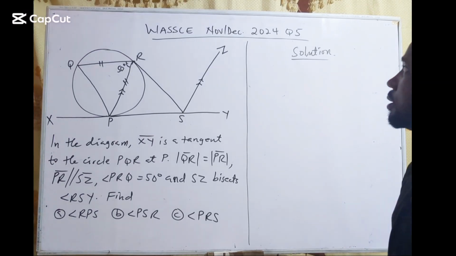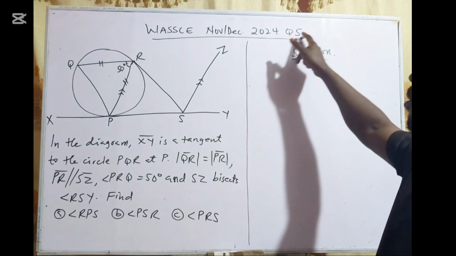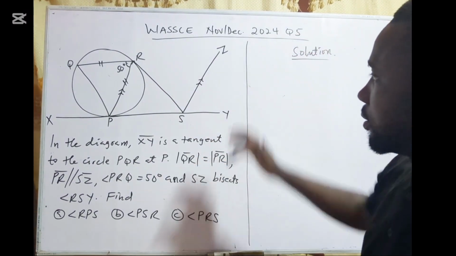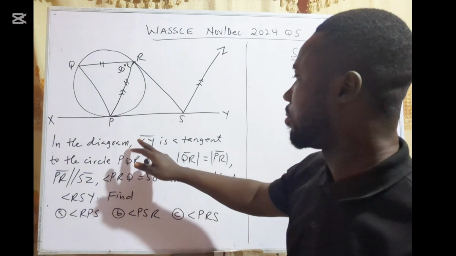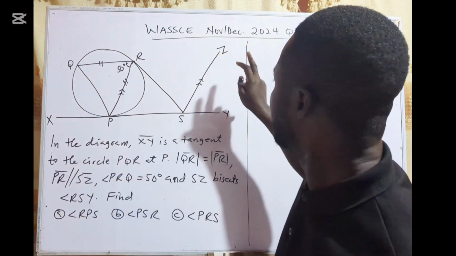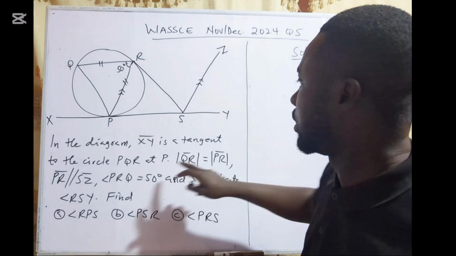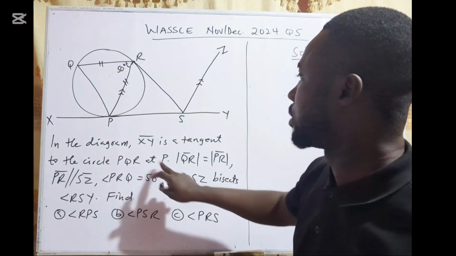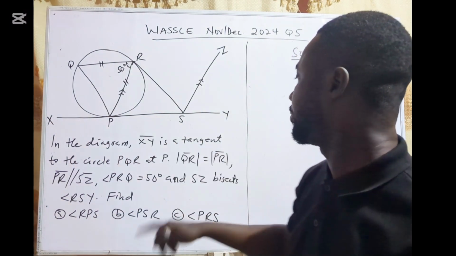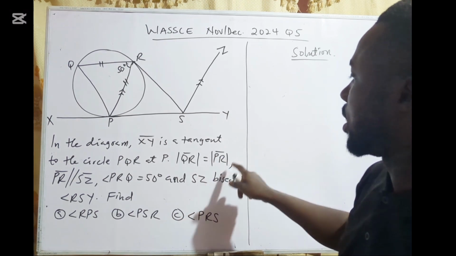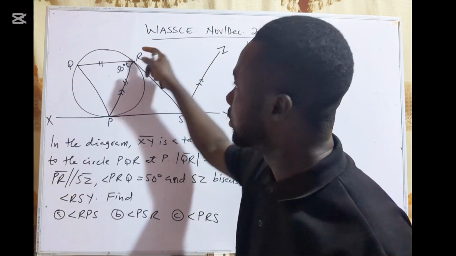Let's consider this question: WASSCE 2024, question 5, on circle theorems. In the diagram, XY is tangent to the circle PQR at P, so it touches the circle here. QR is equal to PR.